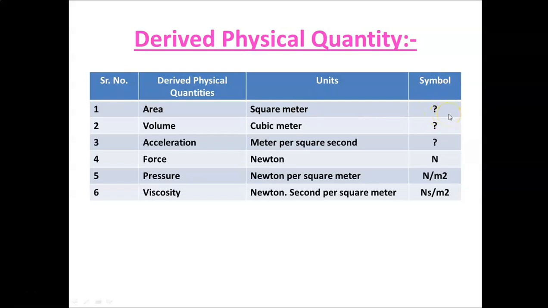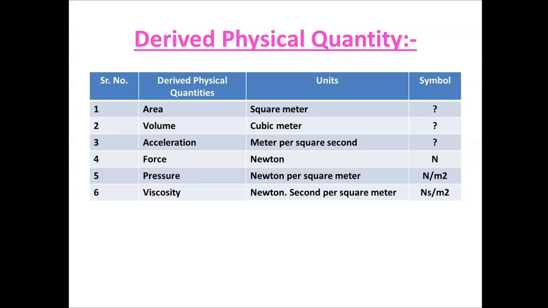Meter square. Volume is what? If I want to determine the volume of a cubical body, suppose I have a duster, it has 3 dimensions: length, breadth, and height. Length in meter, breadth in meter, and height also in meter. So cubic meter or meter cubic. Symbolically, it is m superscript 3. It means m cube.